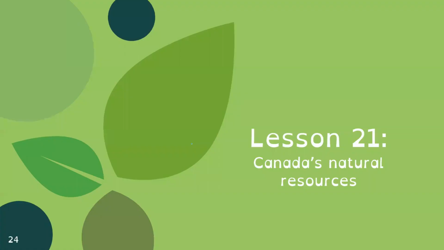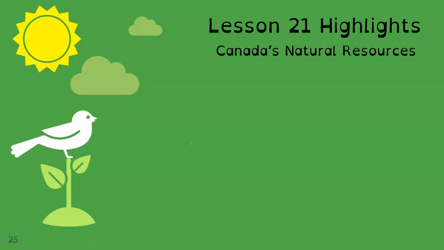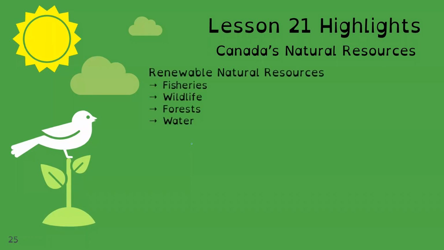Okay, lesson 21, Canada's natural resources. So now we've shifted into chapter 7. So we looked at the renewable natural resources, and remember, renewable natural resources are defined as resources that are able to naturally replenish themselves before we are depleting them. So they have that within a reasonable lifespan.